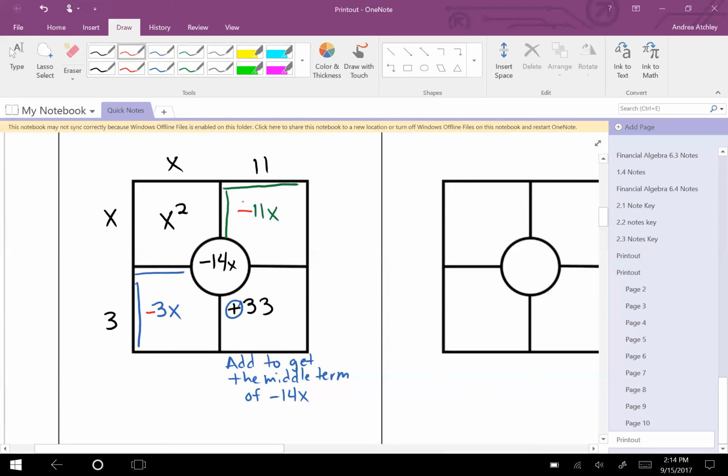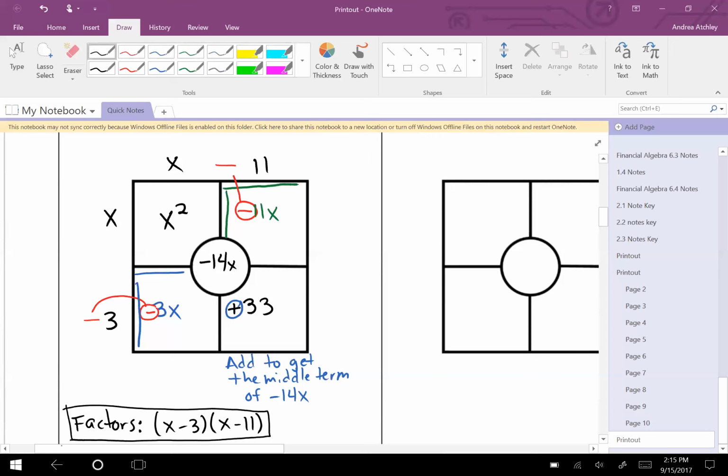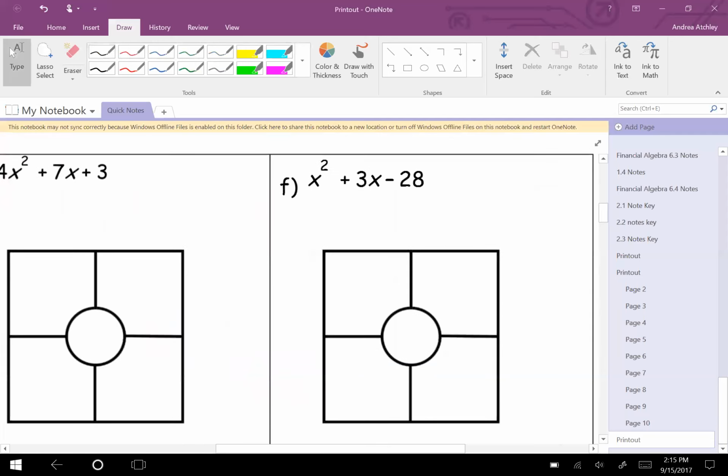Okay, and then for the sign, remember this is the closest one to it. So that is a negative 11. This is the closest one to it, so this is a negative 3. So my factors are x minus 3 times x minus 11. Or the length and the width of my box. Any questions over that? Okay. Next one.